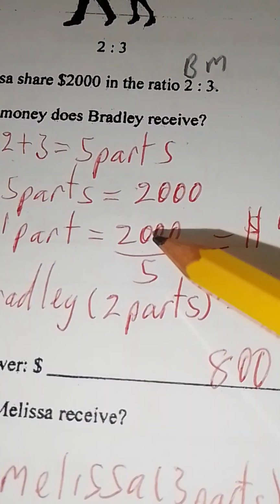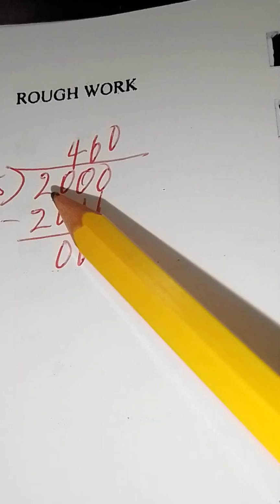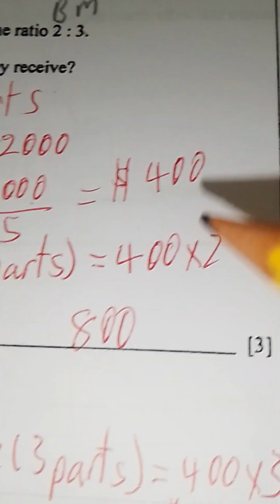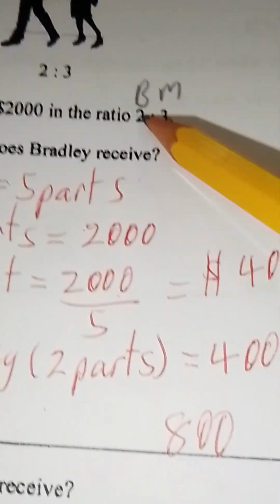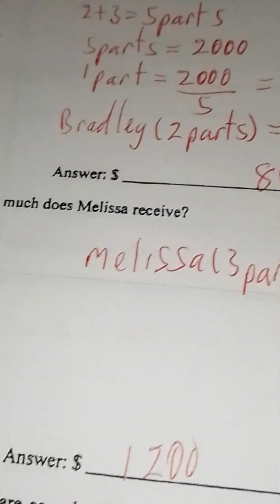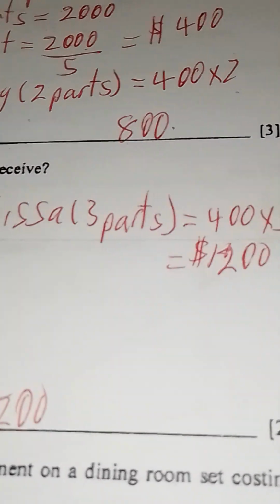So now we find out how much one part is. So divide by 5, and I get $400. See? 2,000 divided by 5 is equal to $400. So now, Bradley gets how many parts? He gets 2 parts. You see that? So it's 400 times 2, which is $800. How much does Melissa receive? She gets 3 parts, right? 400 times 3 is going to be $1,200.